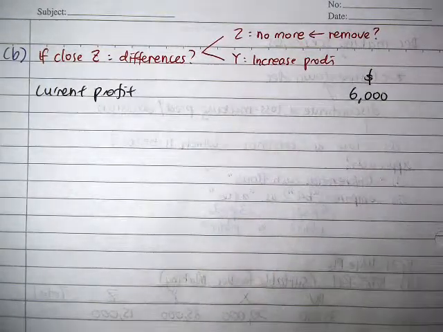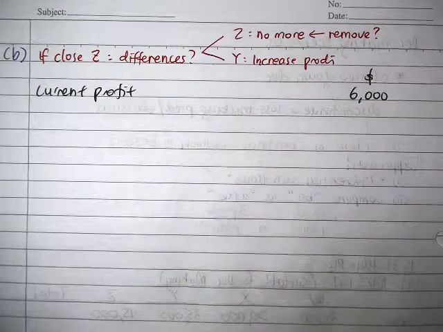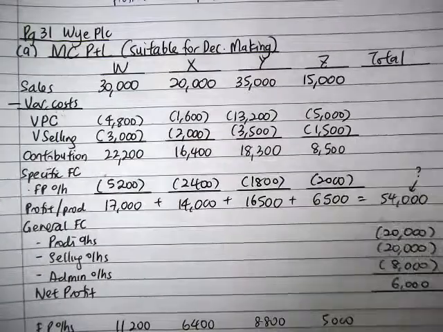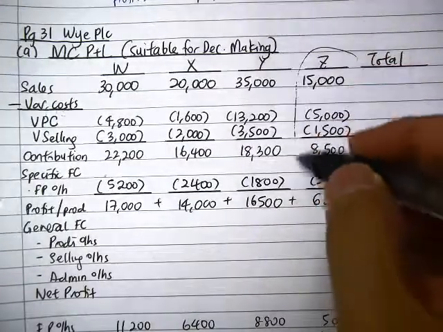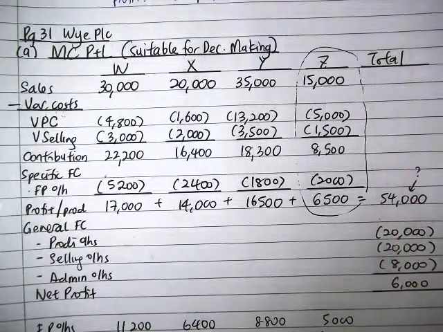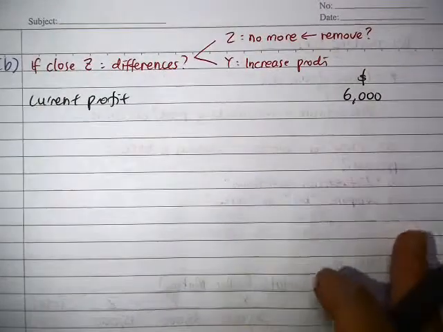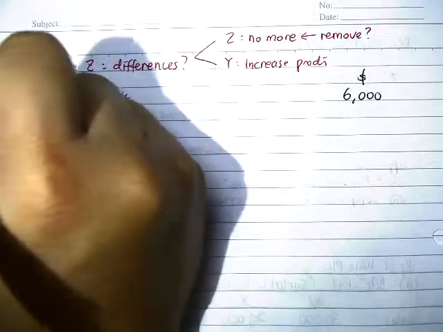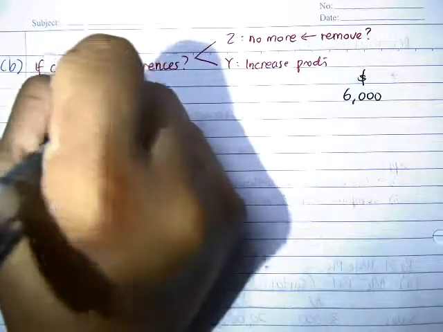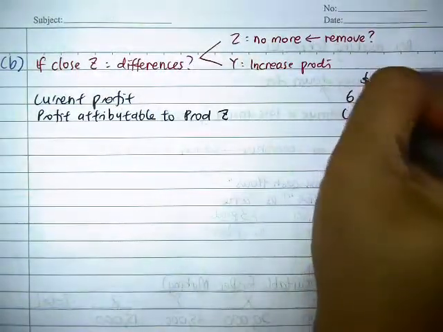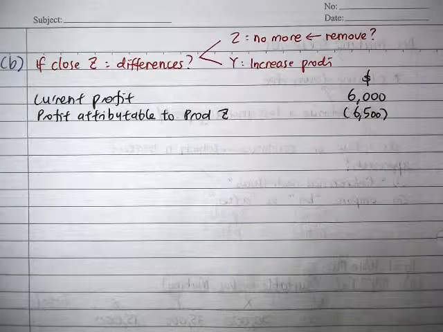So first of all, if you take away Z, am I right to say everything in this column will disappear? Everything, right? Sales no more, the cost also no more, the fixed cost also no more, then the profit will disappear. So if you ask me what's the difference, the first difference I will say is profit attributable to product Z, 6,005, gone. No more, okay?